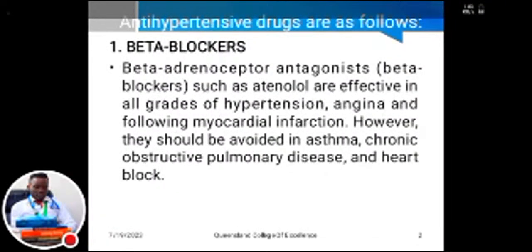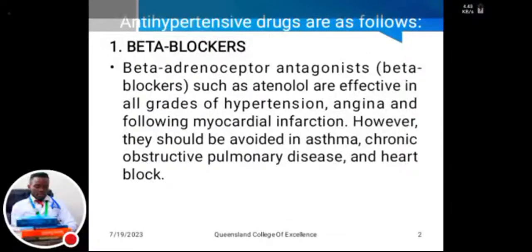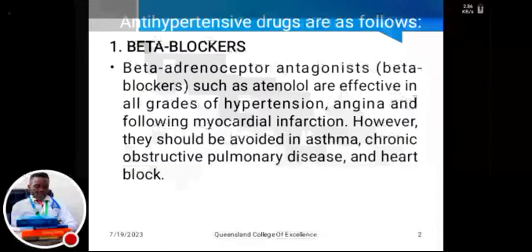Now, beta blockers are what we call adrenergic receptor antagonists. When we talk about antagonists, remember, muscles have this property of acting antagonistically. What does the word antagonistic mean? It simply means that when one muscle is contracting, the other muscle is relaxing. That's what it means.